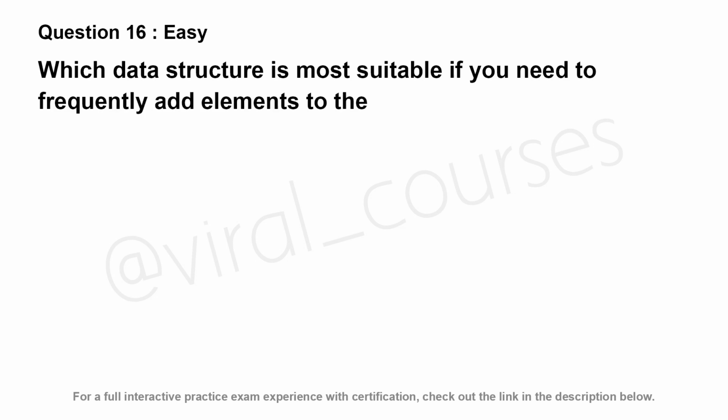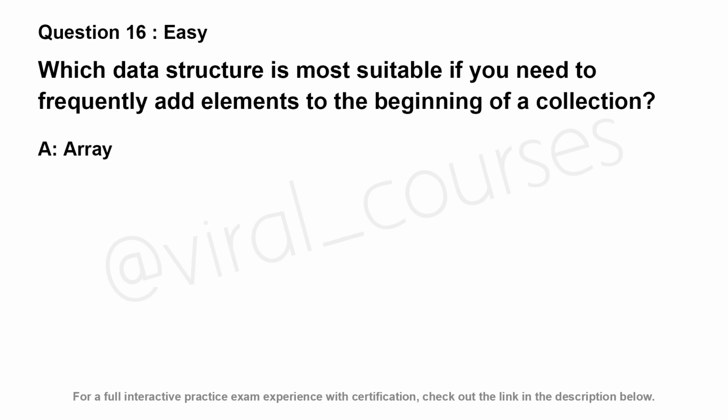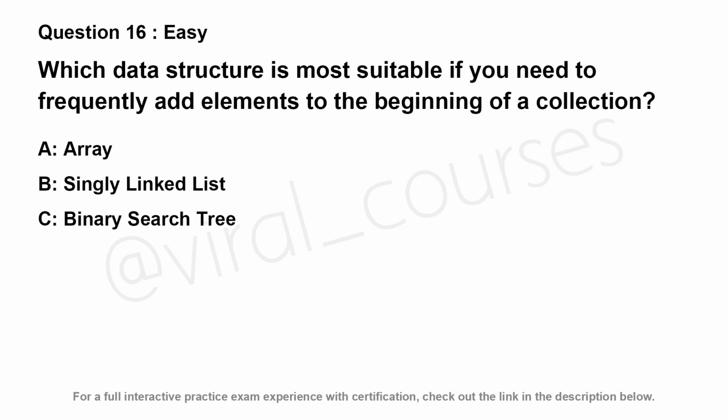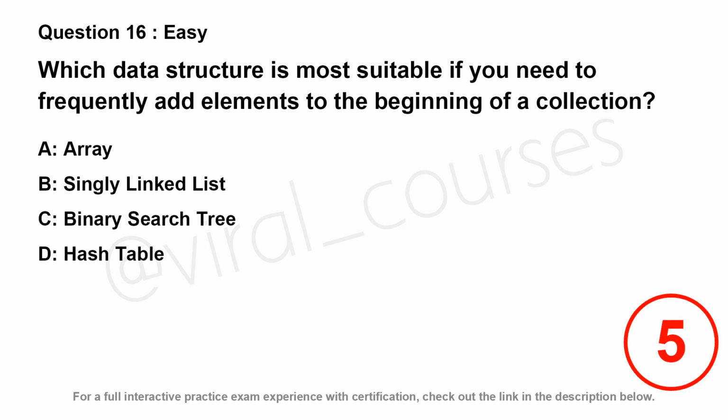Which data structure is most suitable if you need to frequently add elements to the beginning of a collection? Option A, array. Option B, singly linked list. Option C, binary search tree. Option D, hash table.